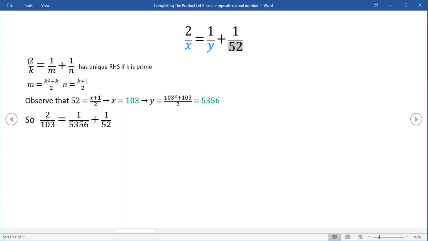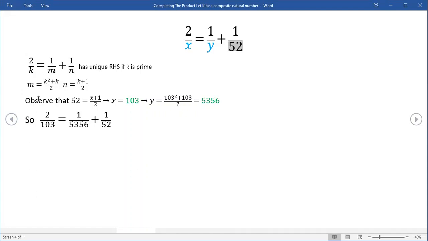I proved this in a recent video, but if you take a look at this structure right here, we have 2 over k equals 1 over m plus 1 over n, which is the same as this equation right here. So you can see right off that 52 would be your n in this equation. Y, of course, would be m, and then x would be k.